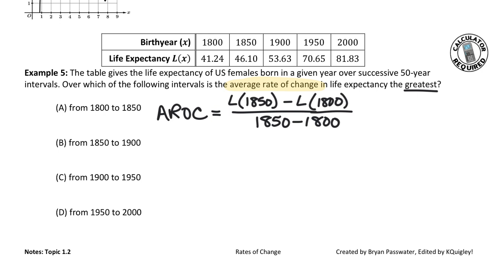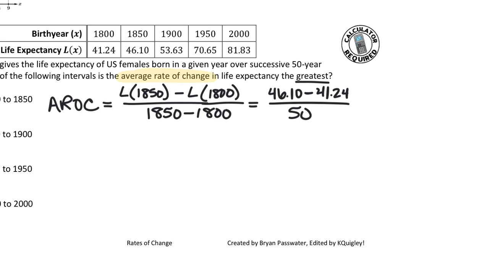Okay, now we don't have to actually compute something off of a formula, but we just have to read a table. What is the output when the year is 1850? 46.10. What is the output when the year is 1800? 41.24. And then we could probably do this part in our head. What is 1850 minus 1800? 50. If we compute that in our calculator, 46.10 minus 41.24 all over 50, we're going to get that the average rate of change here is 0.0972. In my class, you're going to 4 decimals.